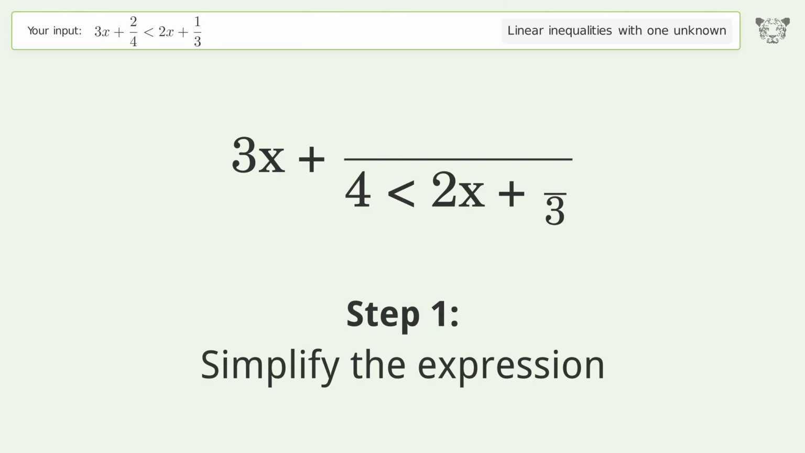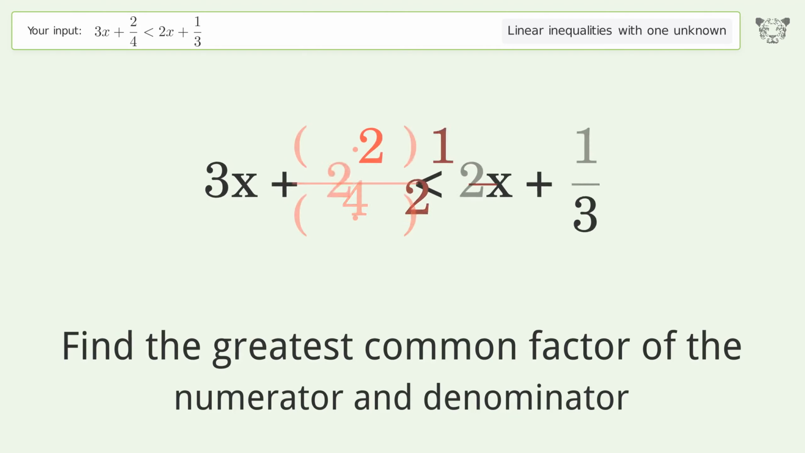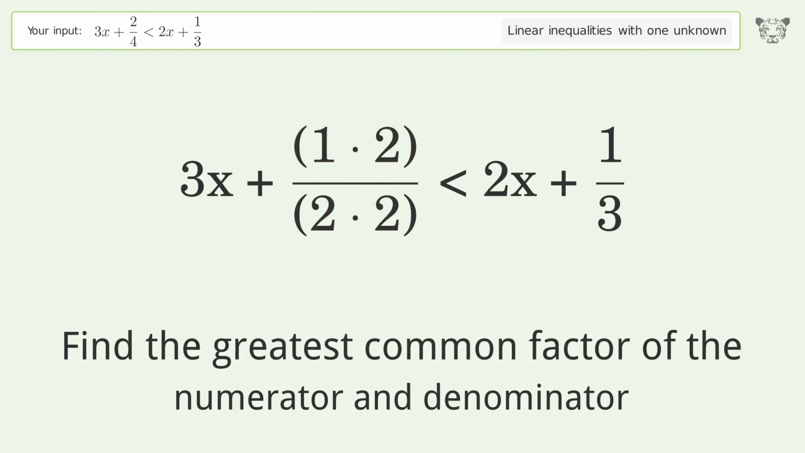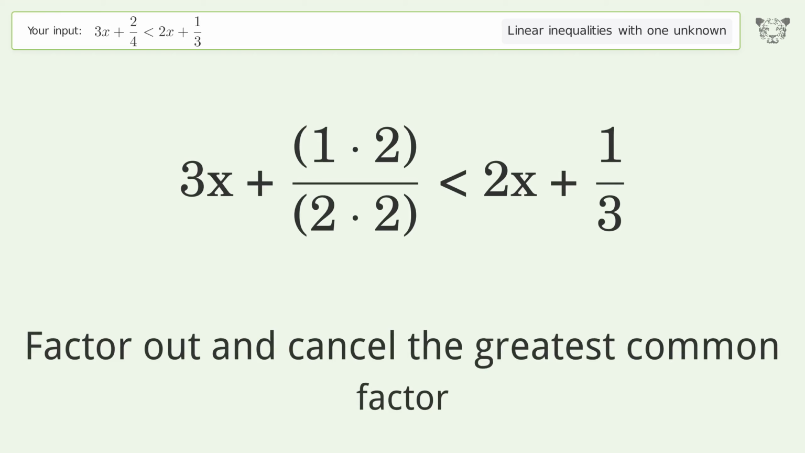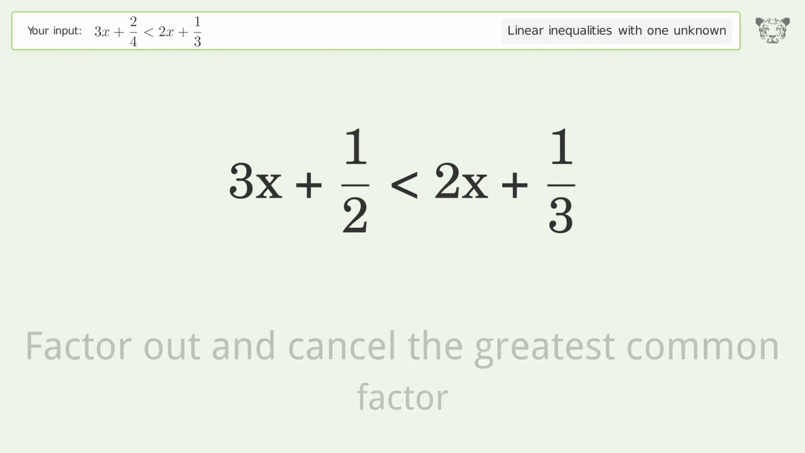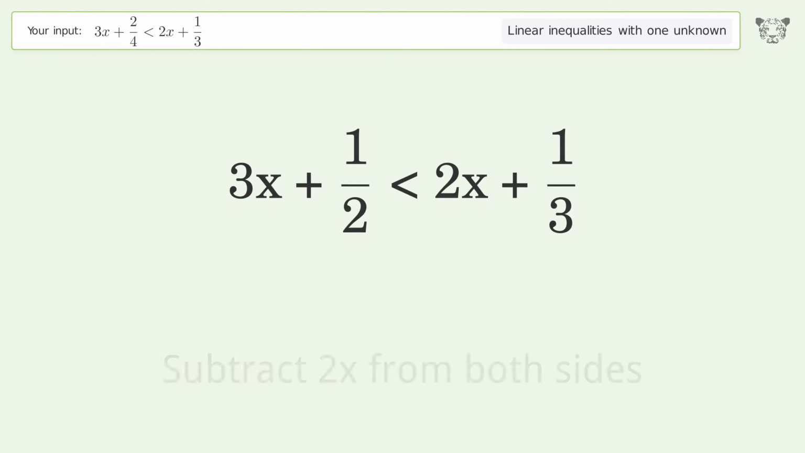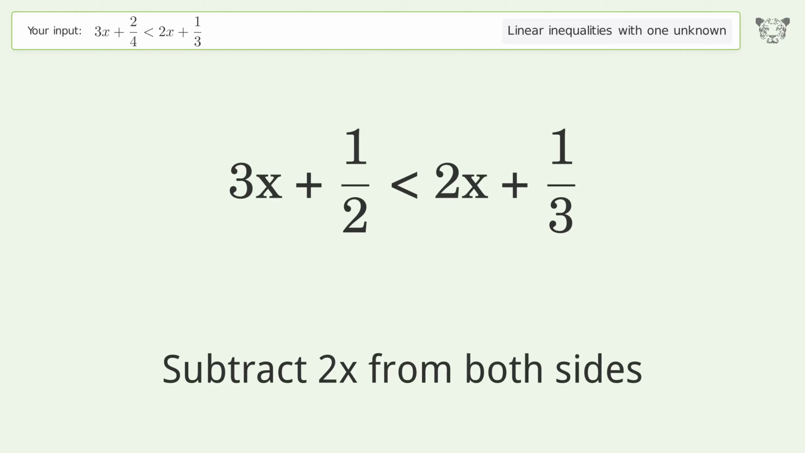Simplify the expression. Find the greatest common factor of the numerator and denominator. Factor out and cancel the greatest common factor. Group all x terms on the left side of the inequality. Subtract 2x from both sides.